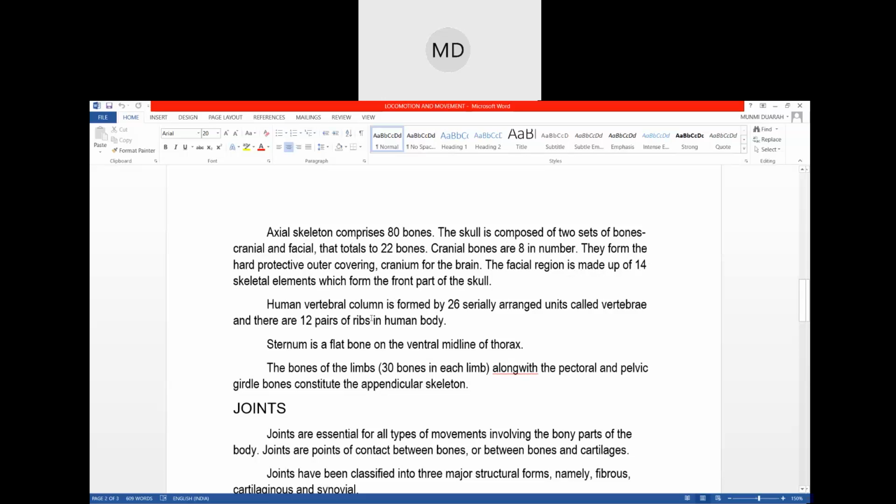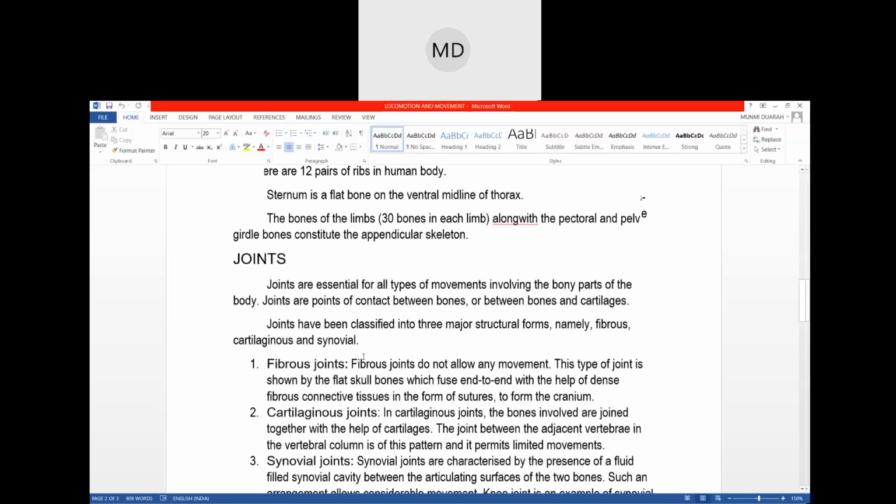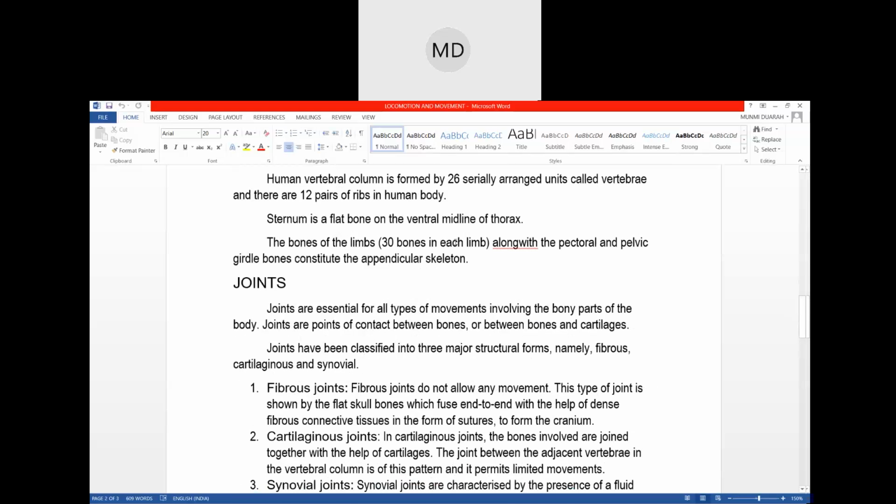And in the vertebral column there are 26 serially arranged units, that is vertebrae. That is the backbone, we all know. The backbone is not a single bone, it is small parts. If you touch your back, you can feel it. Then there are ribs, 12 pairs. This was already discussed while discussing the respiratory system. 12 pairs means 12 on each side. And the sternum is the bone in the chest region.